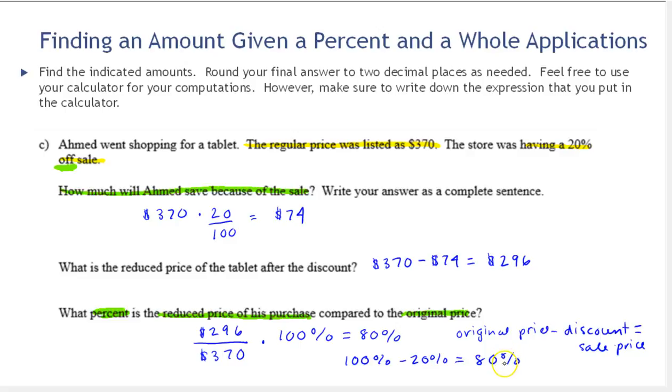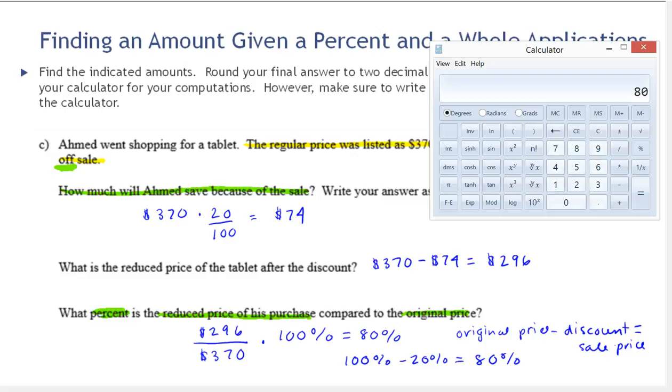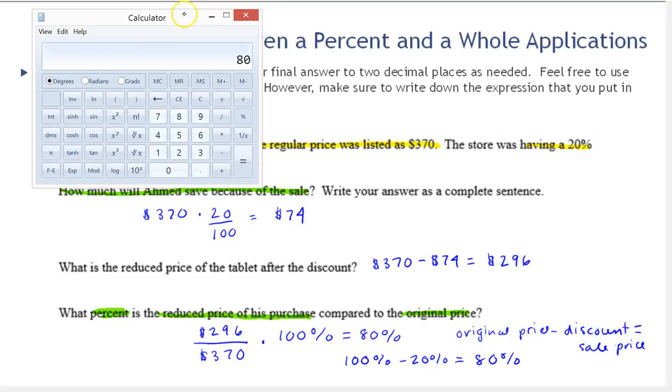A lot of times you'll be asked to find a sales price. You can compute the amount of the sale and subtract it, but if you only want to find the sales price, it would be the 370. We're taking 20% off, which means 80% of, which gives us the sales price.